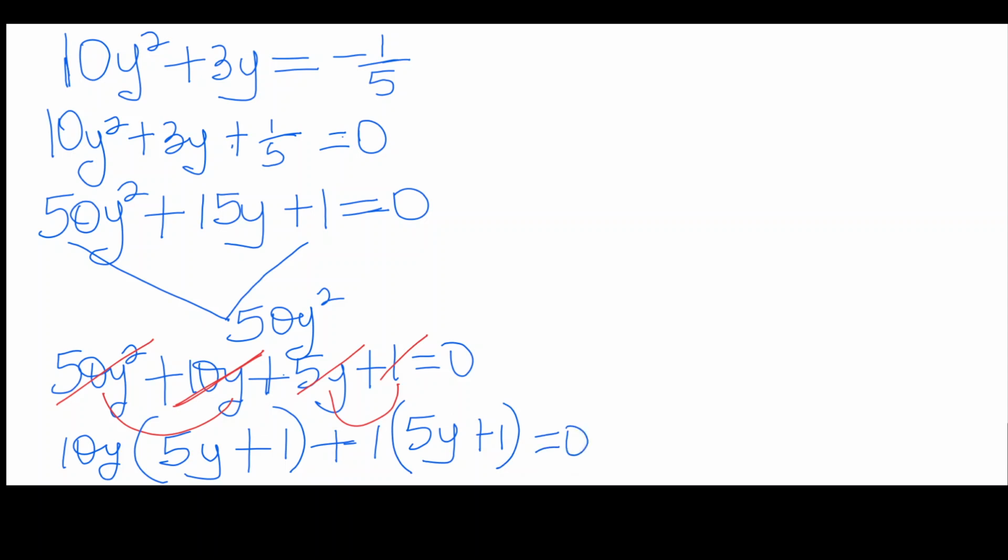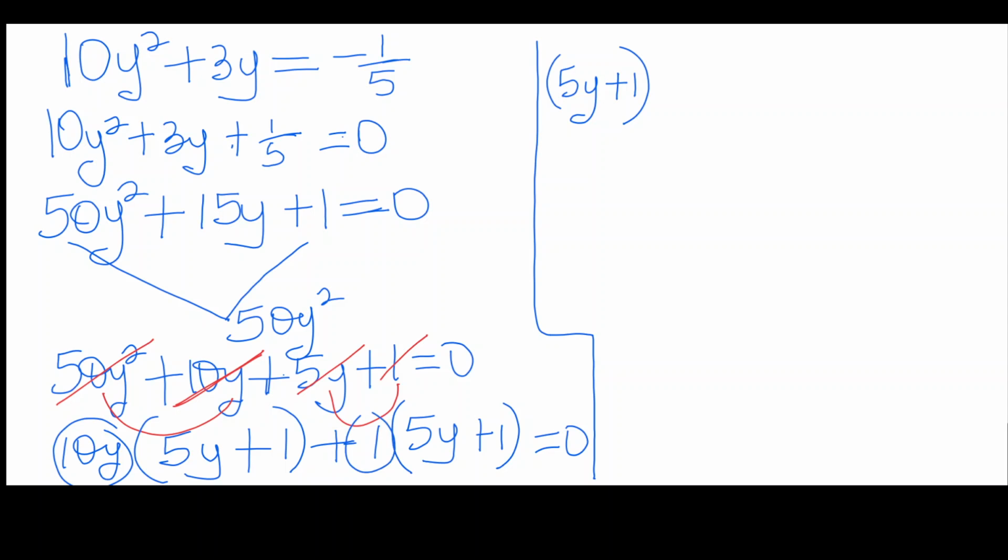Equals 0. So from here, we have two expressions inside the bracket, and both of them must be the same as I have here. So all I need to do is write one of them out. So I'm going to be having 5y plus 1. Then I'm picking 10y and plus 1 that are outside here. So I have 10y plus 1.